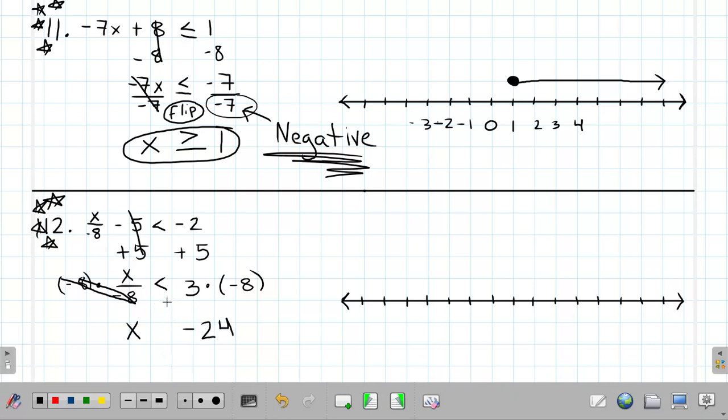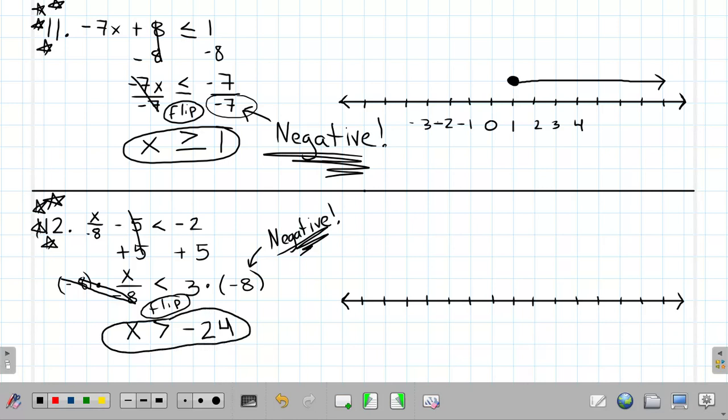But what's our sign going to be? Well, what did we just do right here? We multiplied by a negative. We multiplied by a negative, meaning we have to flip the sign. So if you need to, draw a little flip in there, do something to just show you that this is a situation where we flipped it. Well, what did we do that deserved the flip? We multiplied times a negative 8. So our answer is actually x is greater than negative 24.